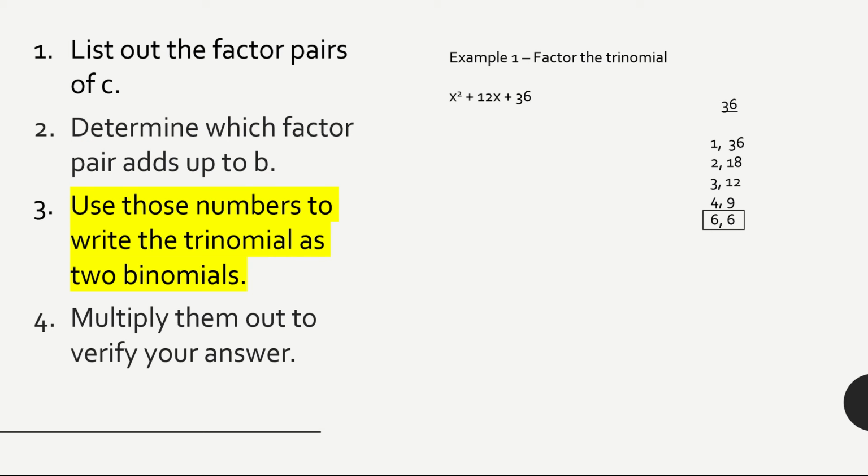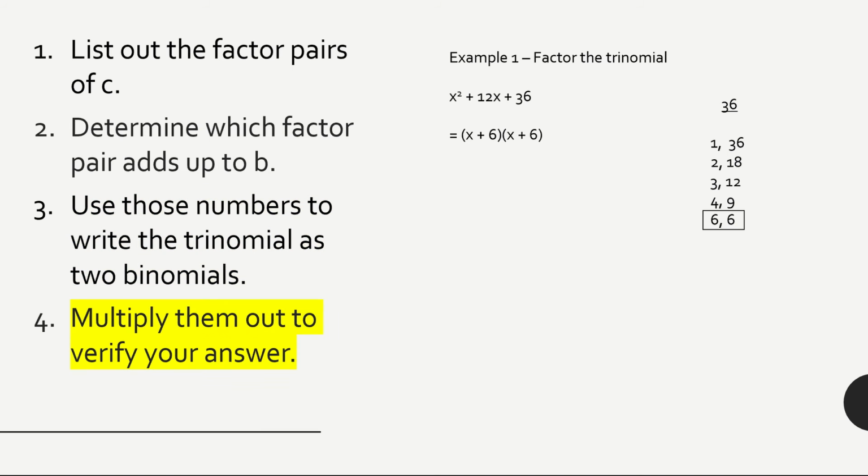So we're going to use those numbers to write the trinomial as two binomials. So what does that mean? Basically, because these two numbers are positive 6 and positive 6, this trinomial can be rewritten as x plus 6, so positive 6 right here, x plus 6 times x plus 6, okay? So that's how to factor the trinomial.